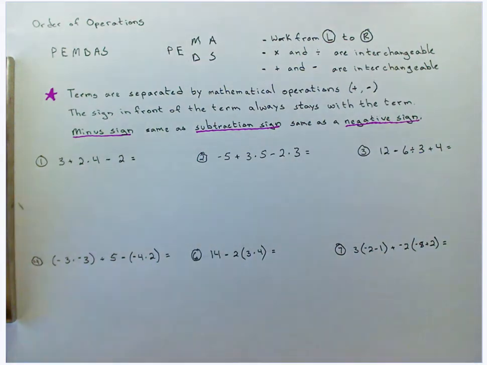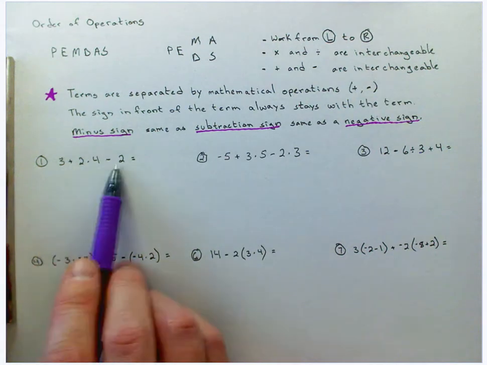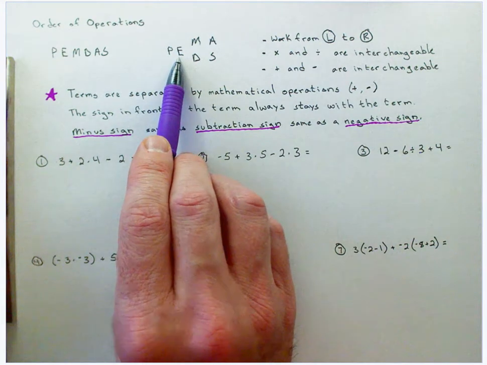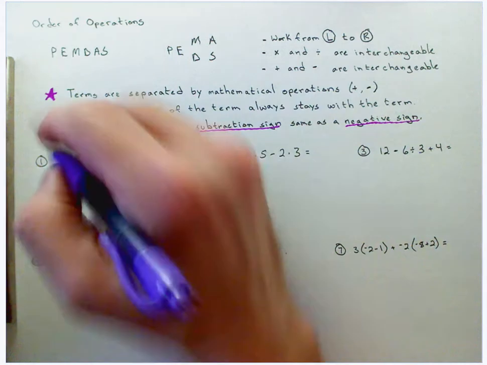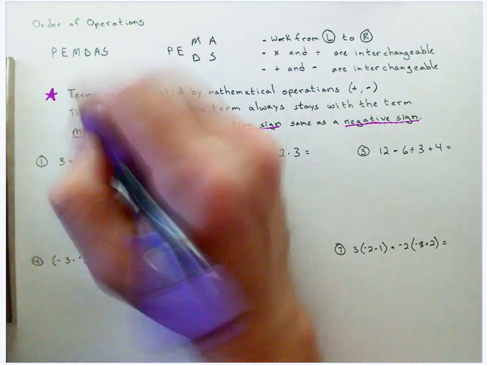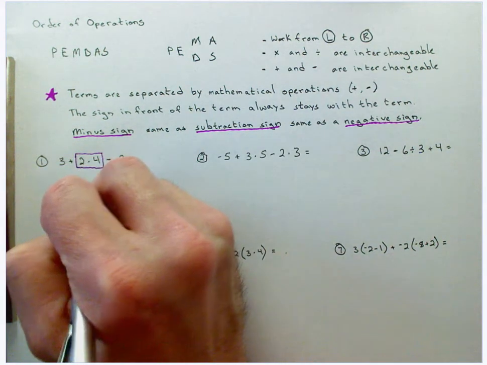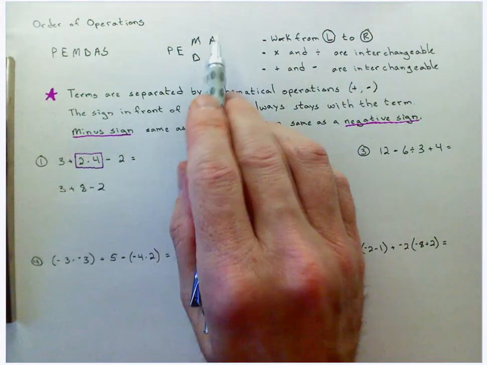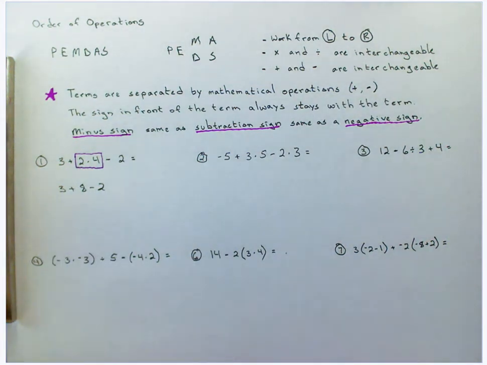Alright, so problem number one. There are no parentheses, no exponents. So then I look at multiplying and dividing. I see that I have a multiplication problem right inside of here, so it's going to be the first thing that I work. And I end up with 3 plus 8 minus 2. Now I'm left with addition and subtraction, and for this problem, I work from left to right.